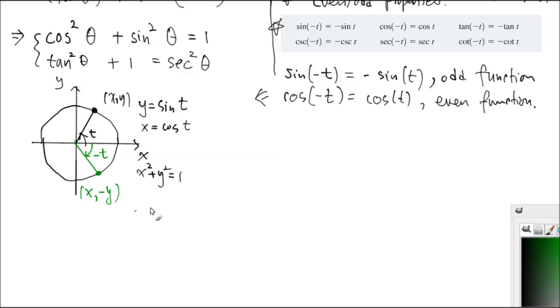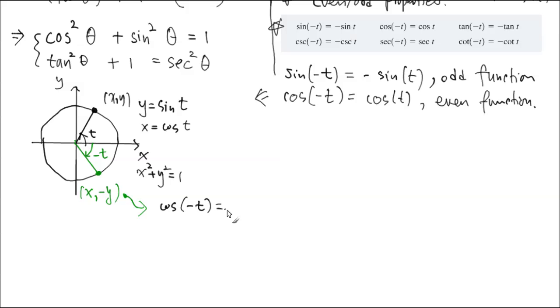All right, this part is a bit confusing, so I want you to focus on this part here. We're looking at a new angle, negative t, right? So I want you to calculate cosine of negative t first. What is cosine of negative t? The angle is negative t, described here. This is the terminal point. The x-coordinate of this terminal point is the cosine of that angle, right? So cosine of negative t is the x-coordinate of the terminal point of that angle, which is x. Is that right?